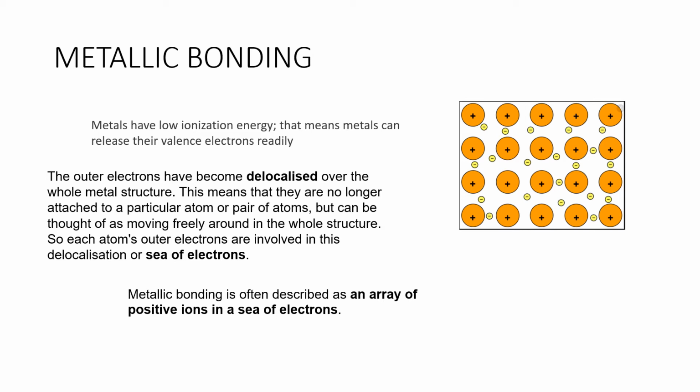The outer shell electrons have become delocalized over the whole metal structure. This means that they are no longer attached to a particular atom or pair of atoms, but can be thought of as moving freely around the whole structure. That's why metals can conduct electricity, because of the sea of electrons.